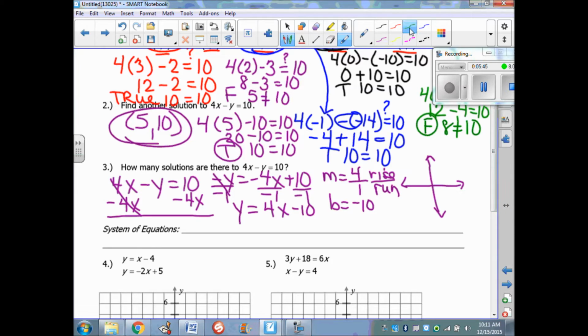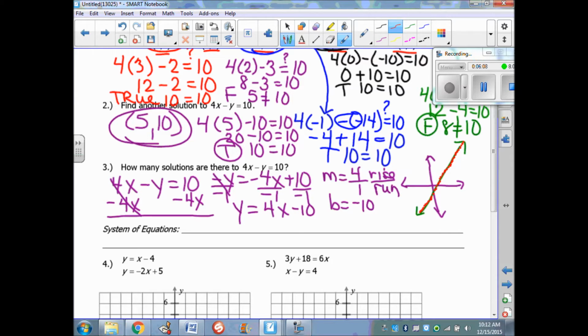I'd have a line, okay, that would be something like that. Positive slope, y-intercept of -10. Obviously that's not drawn to scale at all. Okay. And what are all these lines or points that make up this line?